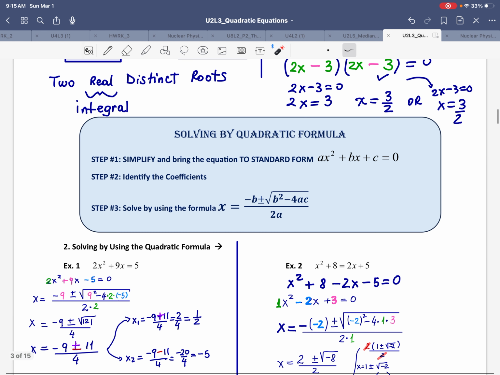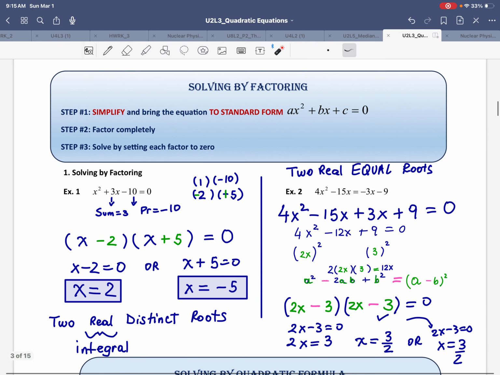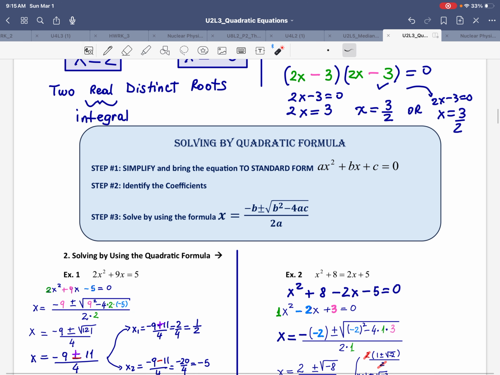Now, these are the two methods, the factoring and the quadratic formula techniques that we use in solving quadratic equations.